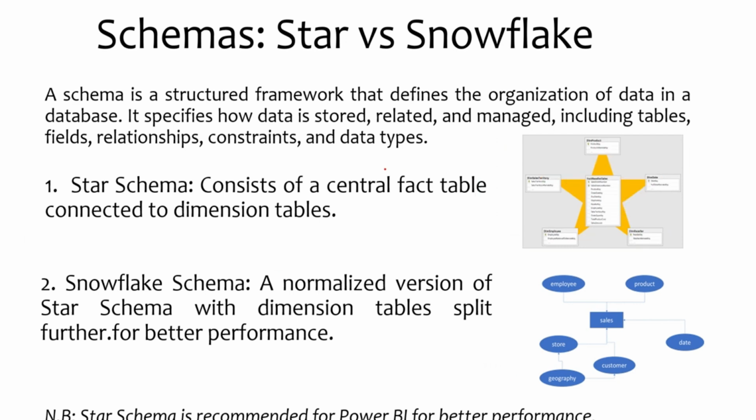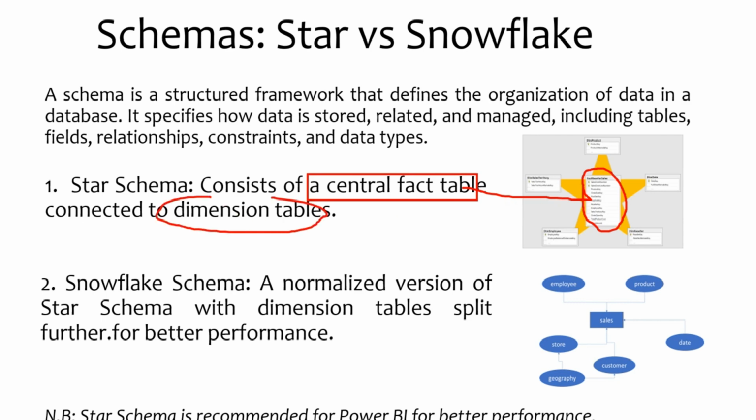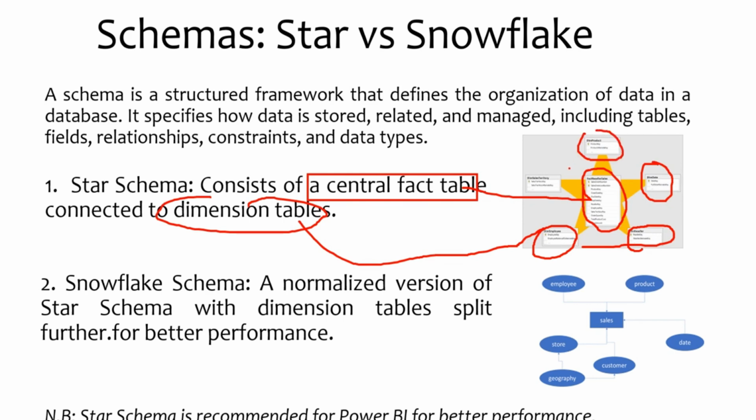So you have one central fact table, which is the table here, most likely your sales record, and several other dimension tables, which could be your employee table, your customer table, your product table, your shipping table, your territory table, and so on and so forth. Right? So that is what a star schema is.